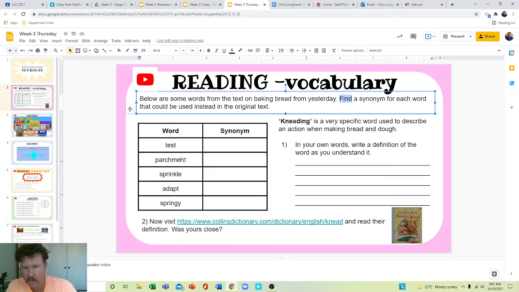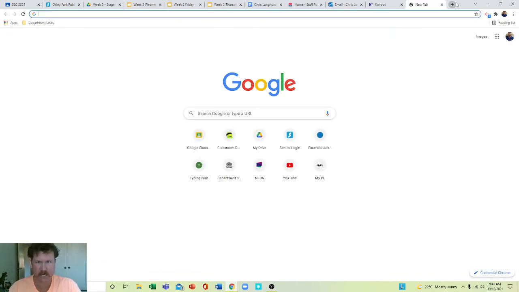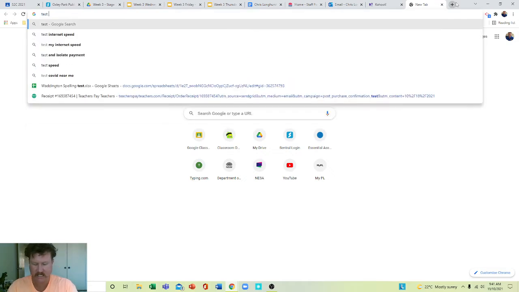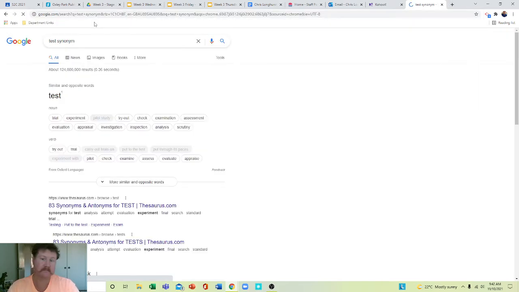So, we are going to start with the word test. I'm going to click on the new tab. If you don't have a computer, you might have a thesaurus or a dictionary. Those things work too, but you are still finding them. So, the test, synonym. Yes, I wanted it in English. Let's see what comes up. So these are the words that come up when it talks about synonyms for test.